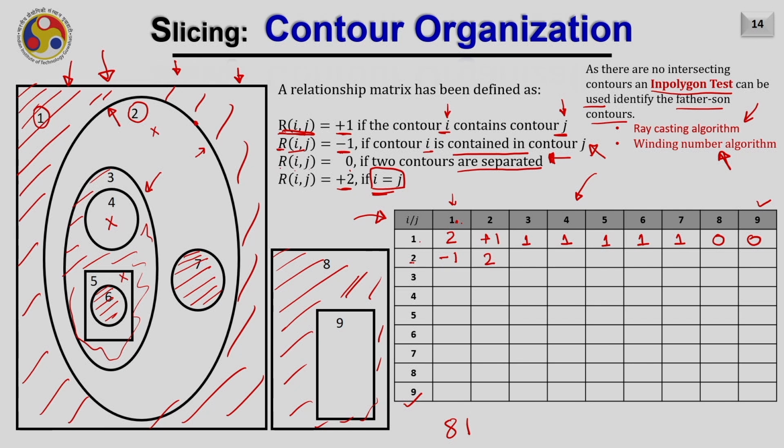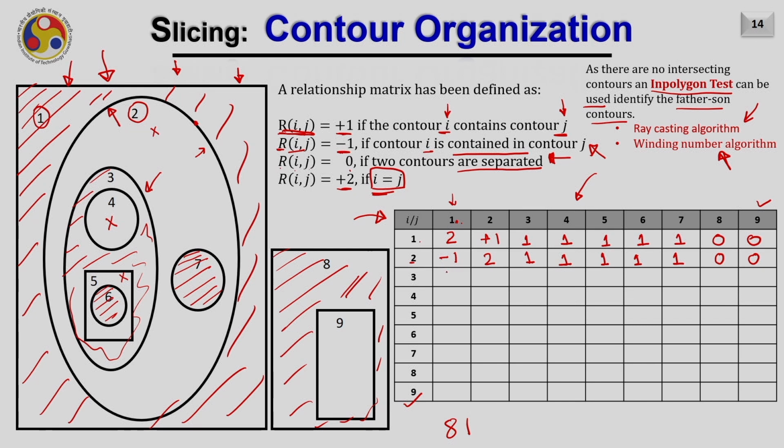Then the second contour, it is containing the third contour. That means I will write 1 here. Similarly, second contour is containing fourth contour, fifth contour, sixth contour as well as seventh contour, while the 8th and 9th contour are outside.